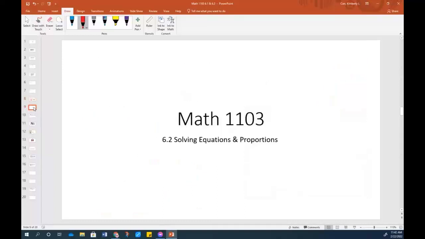I'm going to go ahead and finish recording to get 6.2 covered. So 6.2 moves a little bit more into the algebra. We're going to start solving equations and we're going to solve proportions.